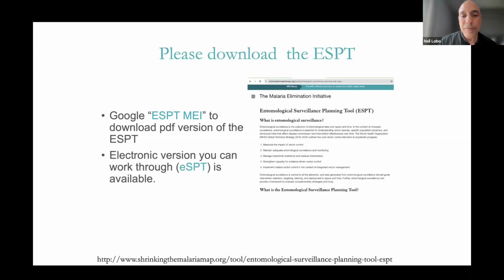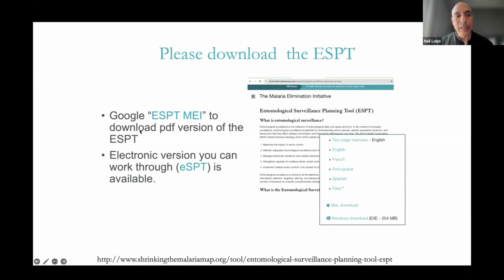The last slide after looking at data management is to, again, as Leo asked, please download the ESPT and the electronic version of the ESPT. We will be going through that tomorrow. And if you Google ESPT MEI, you will reach this page. There are different languages associated with it. You can download each one. It's a PDF form. The electronic version of the ESPT is available for a Mac, and then the Windows download is also available down there.